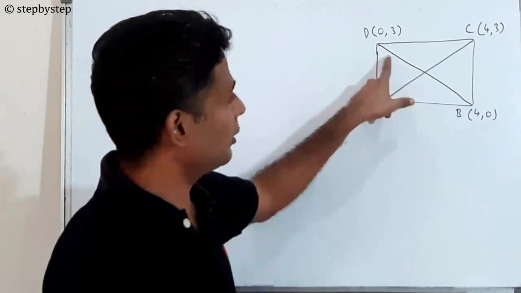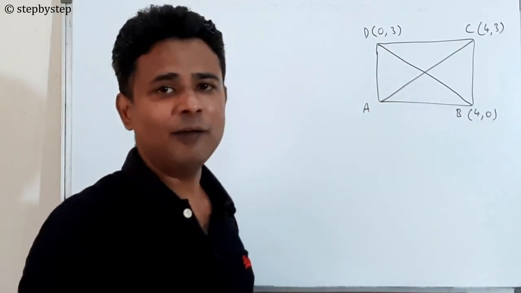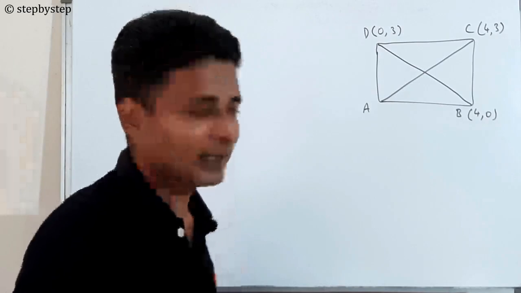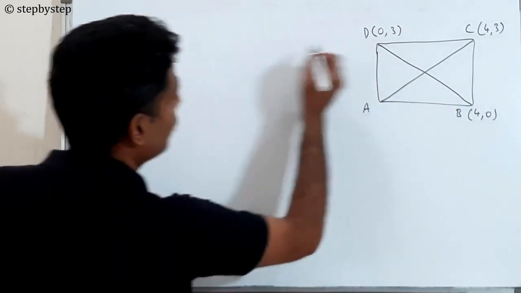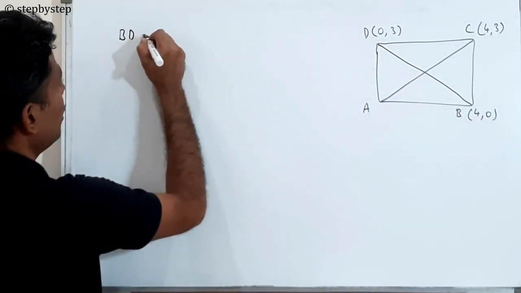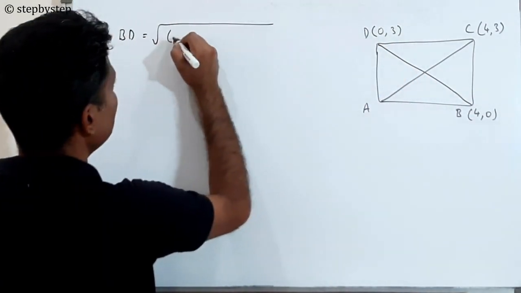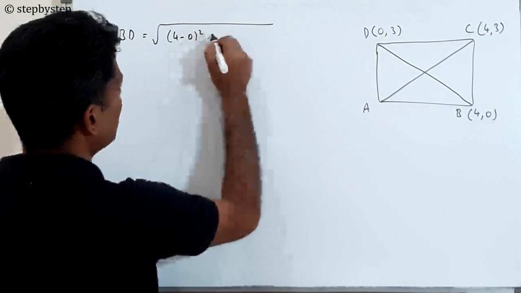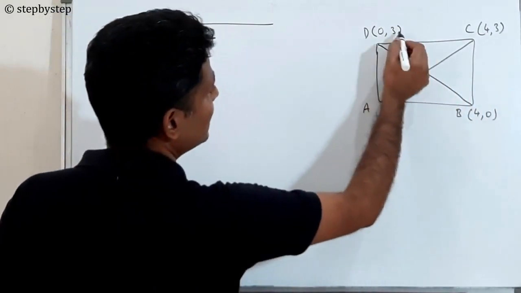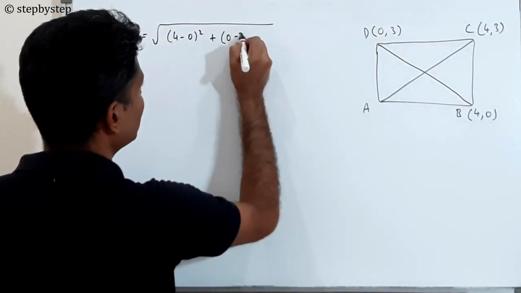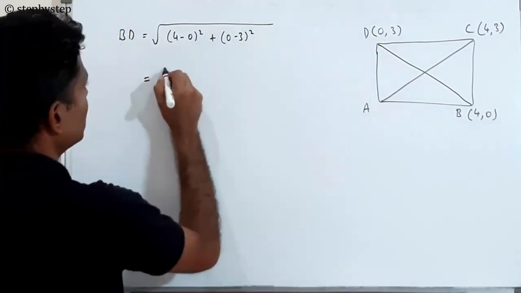Directly you find the length of diagonal BD, and you have the length of both the diagonals. Now to find BD, what do we have? Root of (x2 minus x1) whole square plus (y2 minus y1) whole square. So x2 minus x1, that is (4 minus 0) whole square plus y2 minus y1, that is (0 minus 3) whole square. So what do you get?